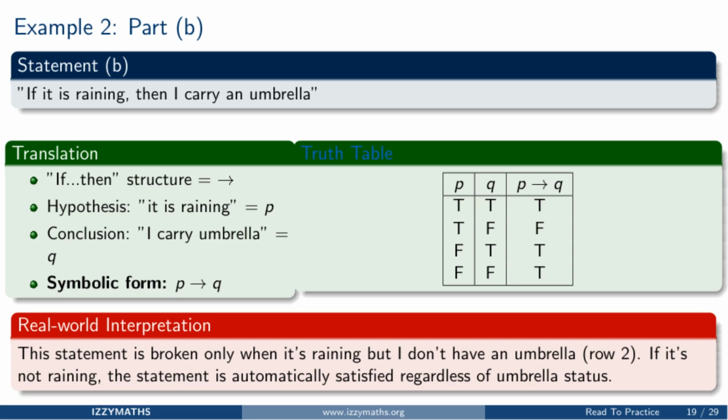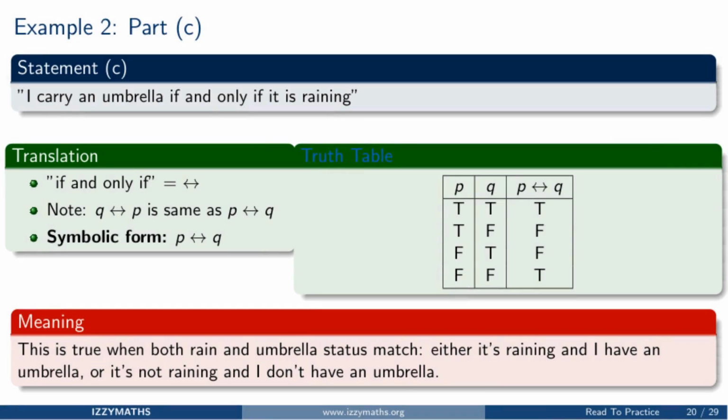For real-world interpretation, this statement is broken only when it's raining but I don't have an umbrella. If it's not raining, the statement is automatically satisfied regardless of umbrella status.